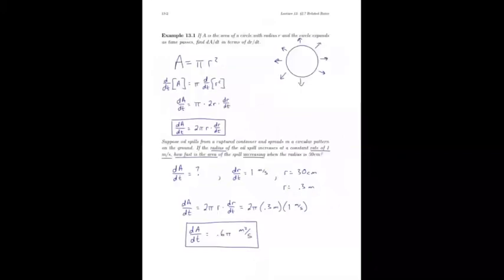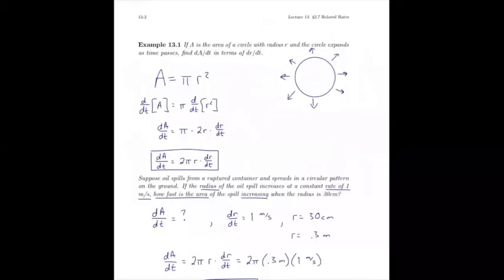So our first example keeps it pretty simple, and it splits up the work. This thing is split into two parts. Here's the first part of the question and then the second part. So this will let us demonstrate how we go about with those strategies from the previous page. Okay, so we're told if A is the area of a circle with radius r, and it expands as time passes, find dA/dt in terms of dr/dt, right?